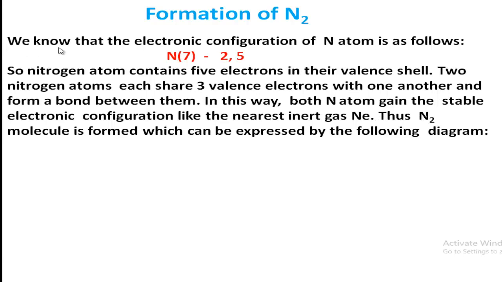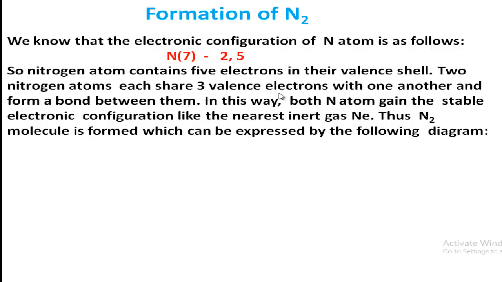Now follow another example, that is nitrogen. Nitrogen is an elementary molecule where two nitrogen atoms are combined together through a covalent bond to form a nitrogen molecule. Follow how it is formed. We know that the electronic configuration of nitrogen is 2,5. That means it contains 5 electrons in its valence shell. So each nitrogen atom of this nitrogen molecule shares 3 electrons out of 5.